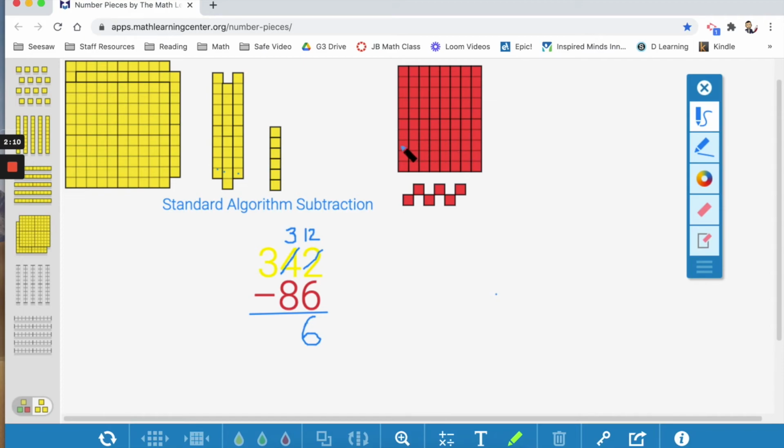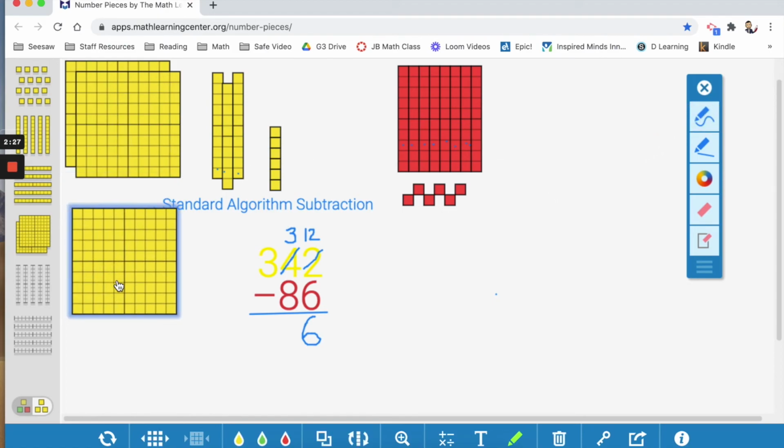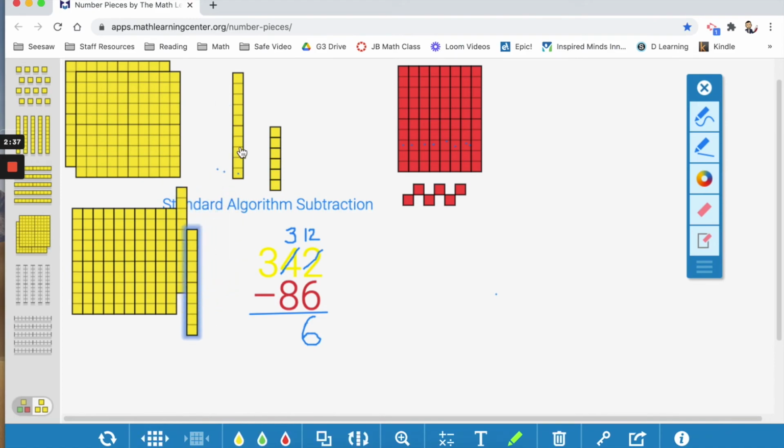Now our tens. We are going to be taking away 8 tens from the amount of tens that we have left in 330. So we only have 3 tens left. So once again, we're going to need to make sure that we regroup this 100 into 10 tens. So now we have 10 tens plus 3 that we already had, which I'll bring down here. So we have a total of 13 tens.